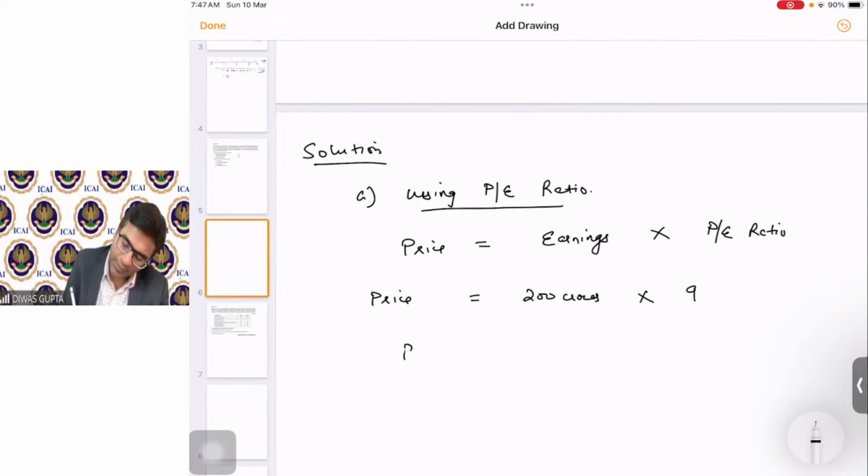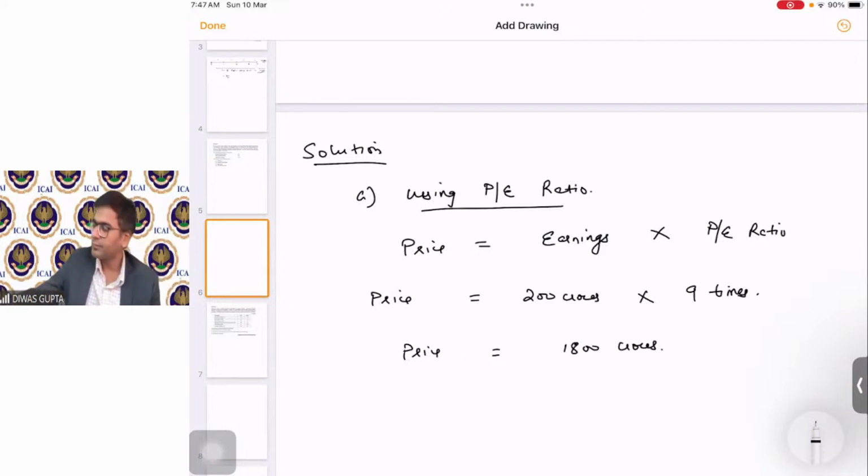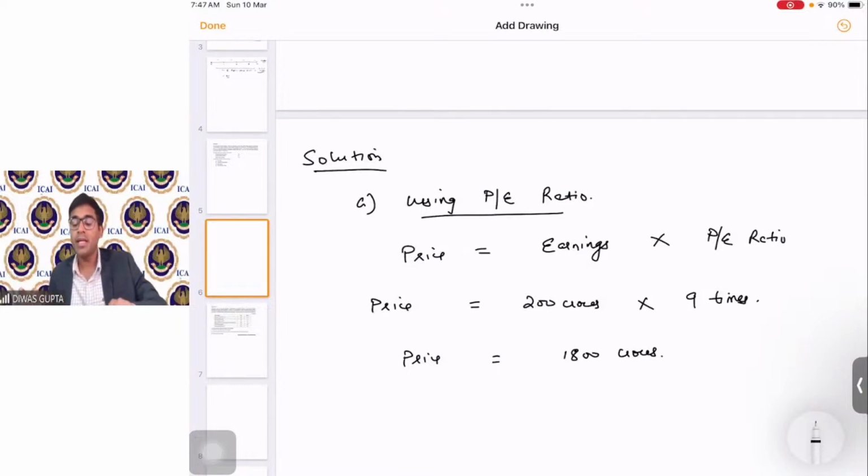So, the price becomes 1800 crore. That means for every 1 rupee earned, the people are ready to give you 9 times as the value. And this is a very important valuation technique. This mostly gives you the upper range, that is, the maximum amount that a person can give you.